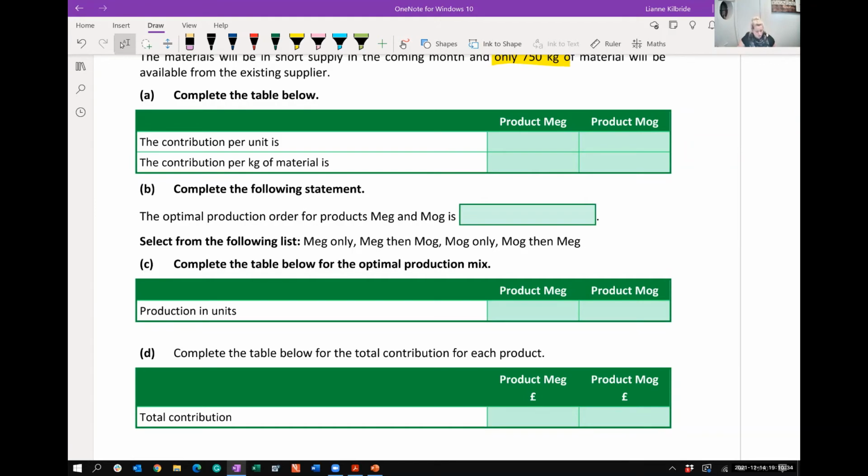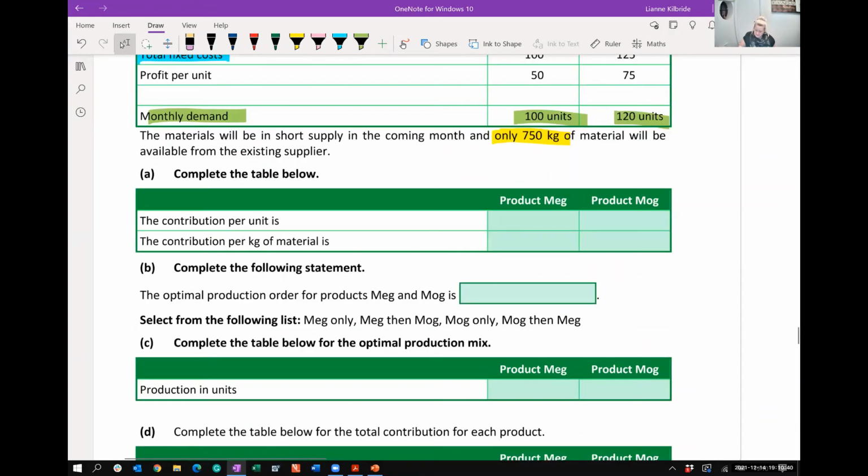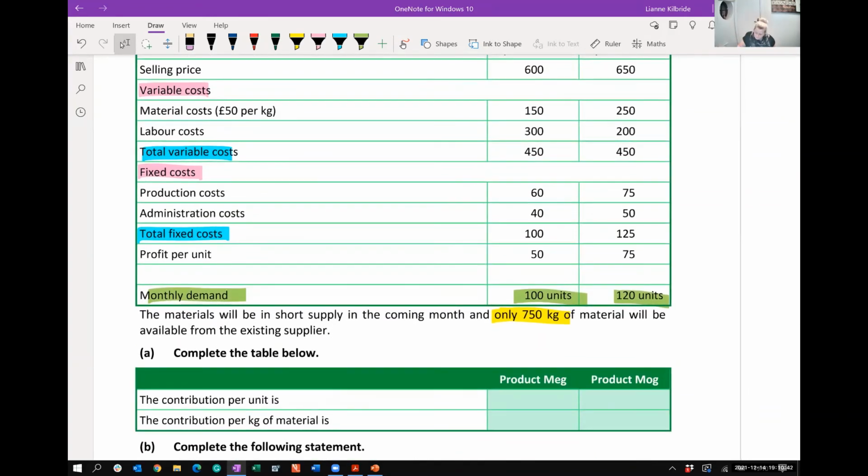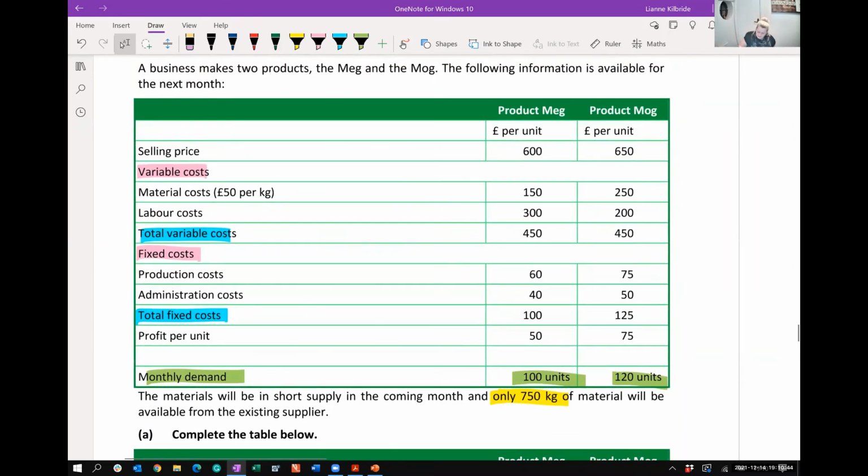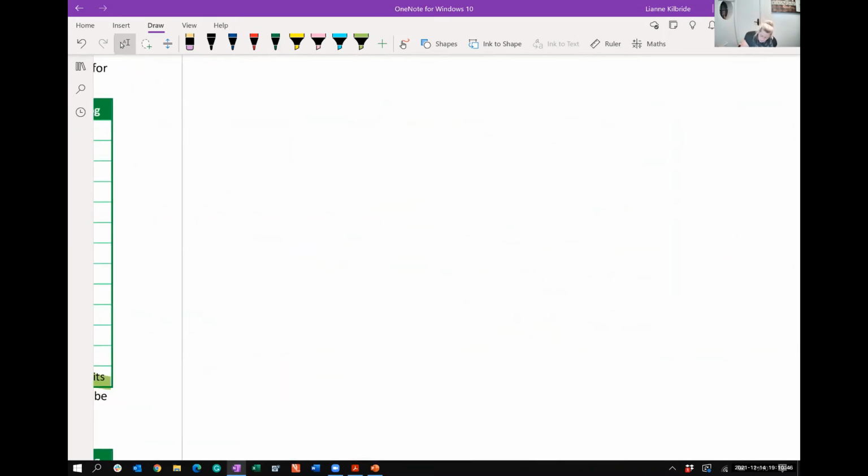Okay. So I do a bit of a table before I go and put this information into my exam, because then it's free flowing. So if I just come over to the side here, I'm going to first of all set my columns up. Let's have a look at the data for Meg and then let's have a look at the data for Mog.